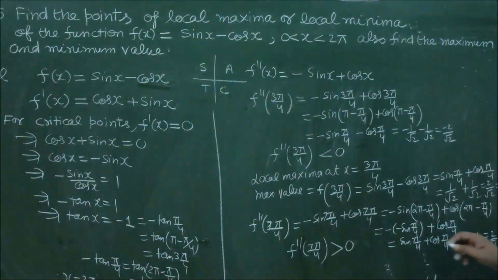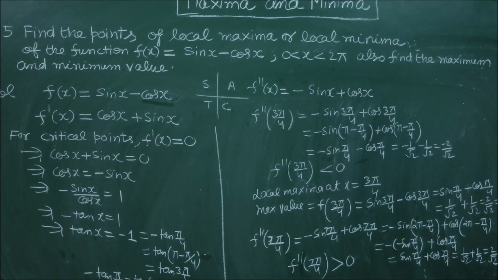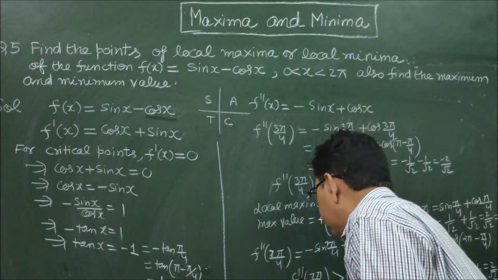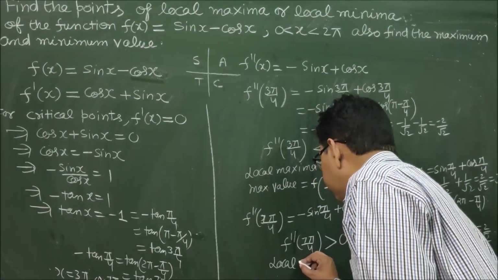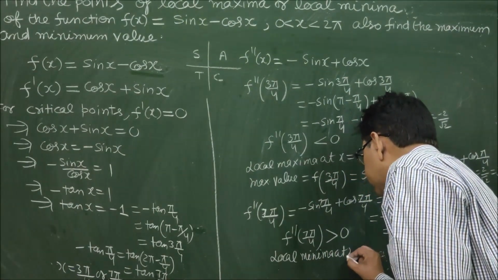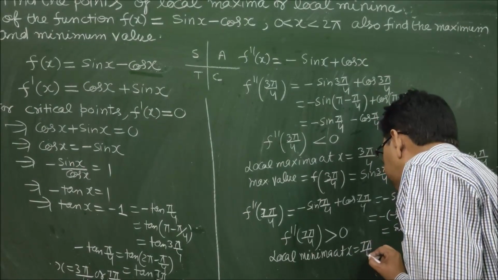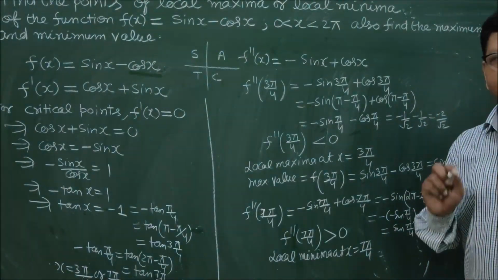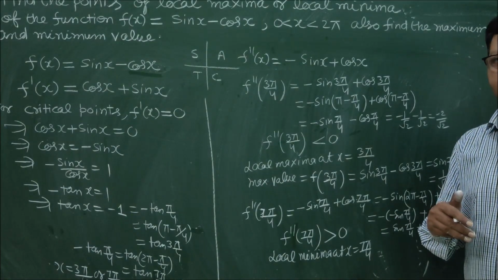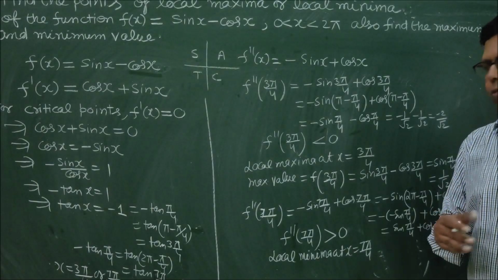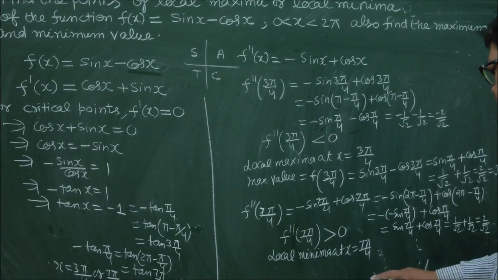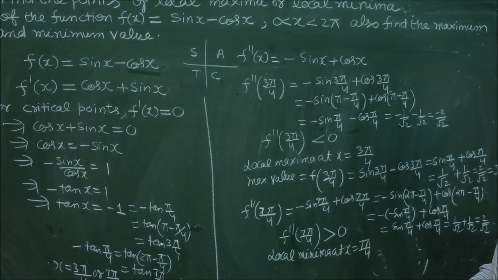Therefore there is local minima at the point x is equal to 7π/4. As you know, when the second derivative is negative, then the function has the maxima at that point, and if the second derivative is positive, then local minima occurs at x is equal to 7π/4.